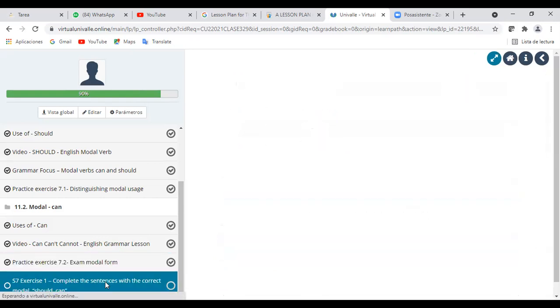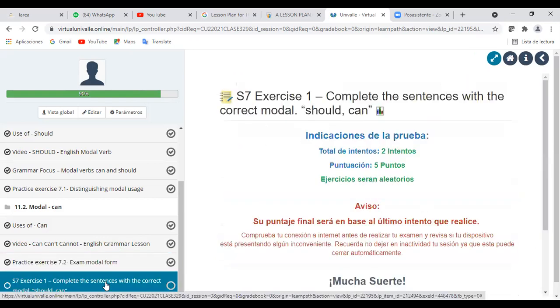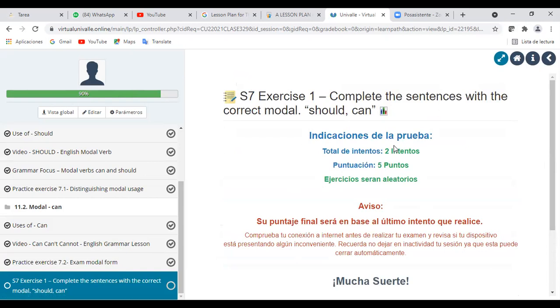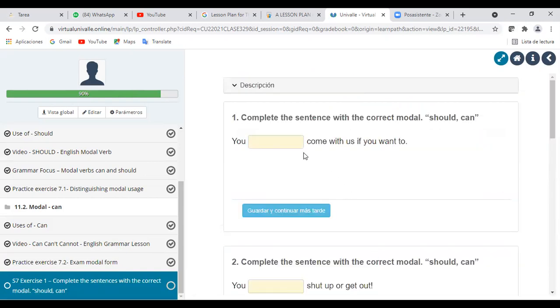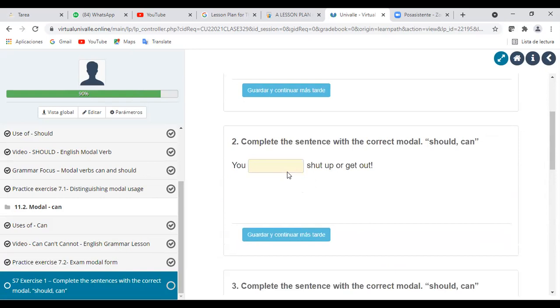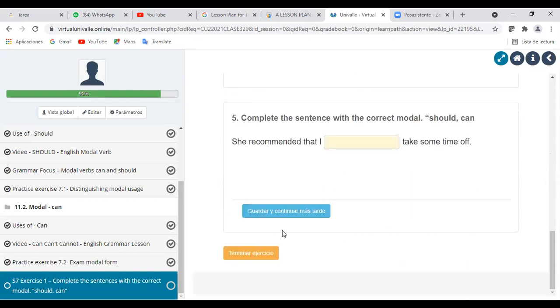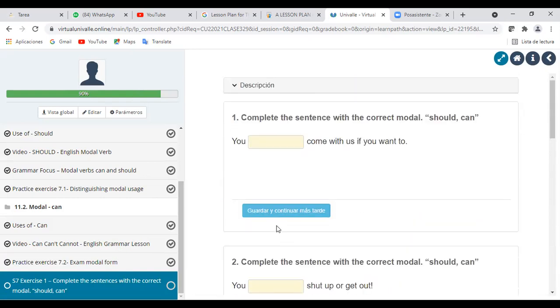And the last one, you're going to have a practice exercise: complete the sentences with the correct modal, should or could, okay? Complete the sentences with the correct modal, should, can. And then you are going to submit your answers and that's it, okay?